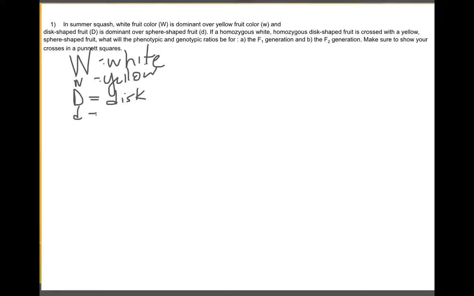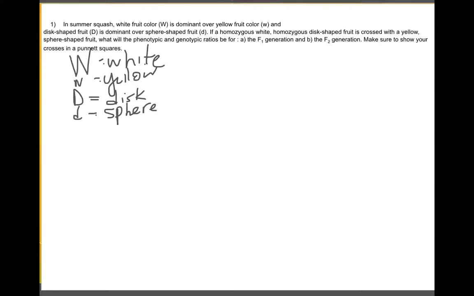Right, so here's another problem, and when I look at this problem, it says summer squash is a white fruit, so it's dominant, so it's capital W, and it's dominant to yellow, which is little w. So this is white, and this is yellow. And there's another trait, which is the shape of it. If it's a disc shape, it's a capital D, which is disc. And if it's lowercase, it is a sphere shape.